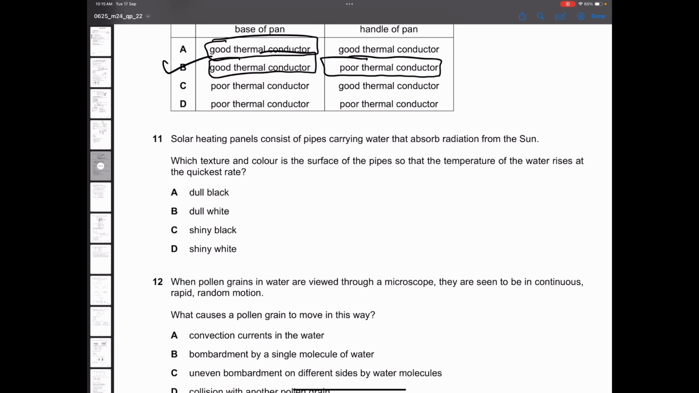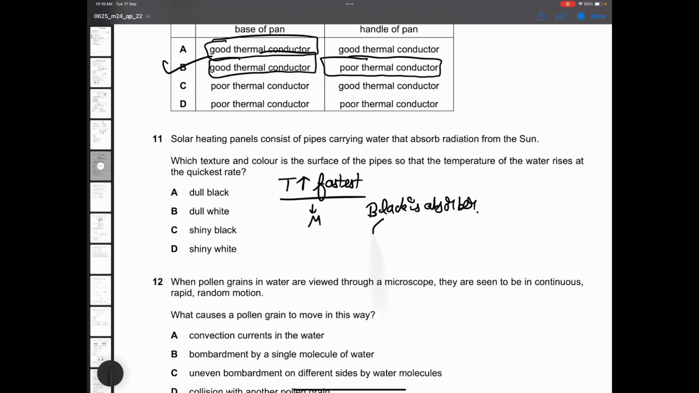Solar heating panels consist of pipes carrying water that absorb radiation from the sun. Which texture and color is the surface of pipes so that the temperature rises at the quickest rate? So you simply want that temperature increases in the fastest possible way. For this, we need something that absorbs heat at the fastest rate. And we are all aware that black is the absorber.